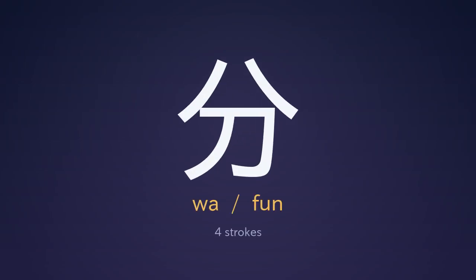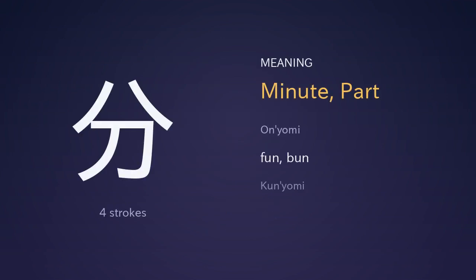Here is today's kanji. It is read wa, or fun, in many words. Take a good look at its shape. This character means minute, part. It has 4 strokes. Inside words, it often sounds like fun. On its own, it is usually wa.